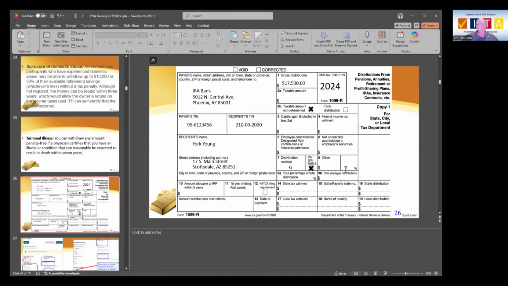Okay, so here is a copy of a 1099-R. And so let's look at what some of this stuff says. First of all, box 1 tells you that there's a gross distribution, 17,500. 2A says taxable amount, and there's nothing in there because in 2B they mark this box that says, hey, taxable amount is not determined.